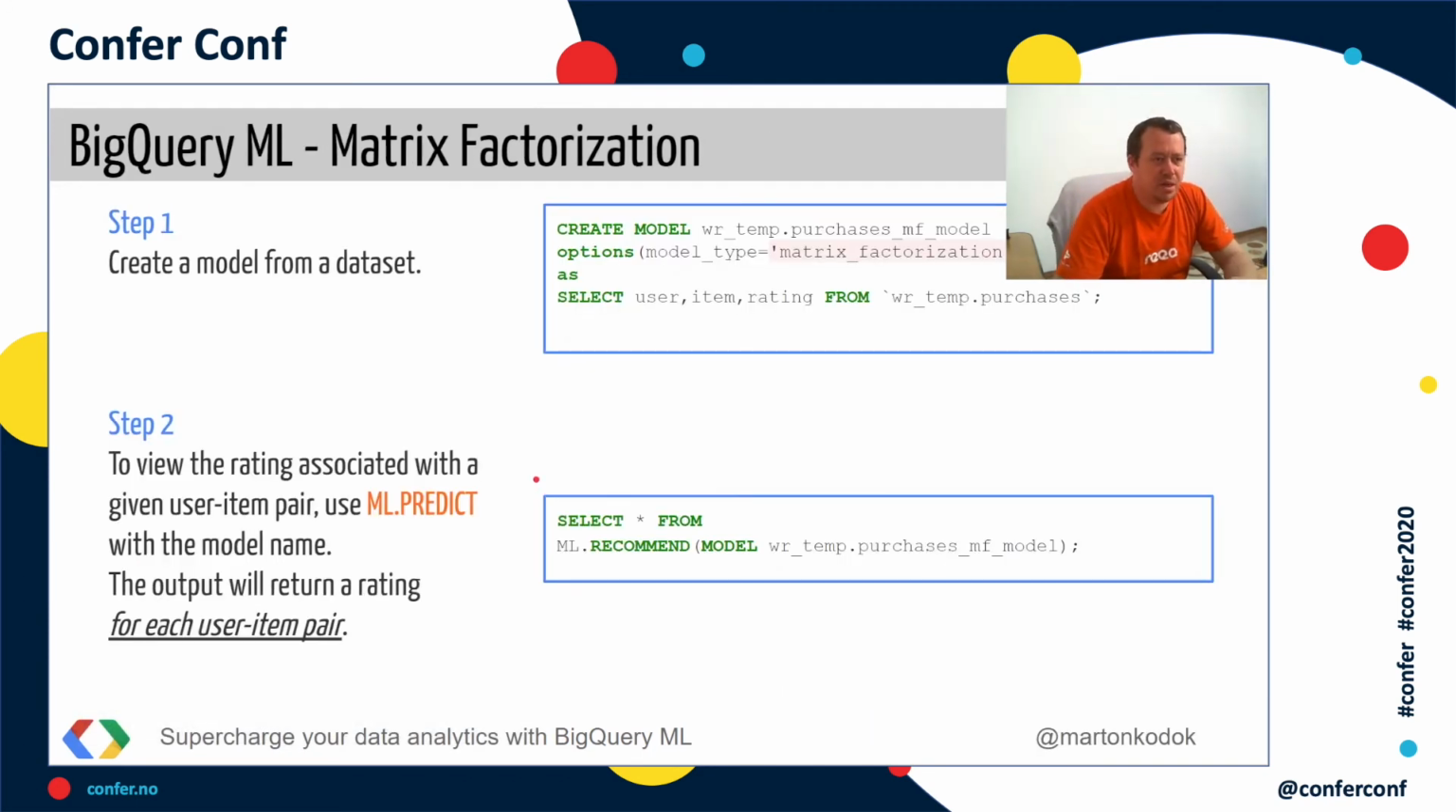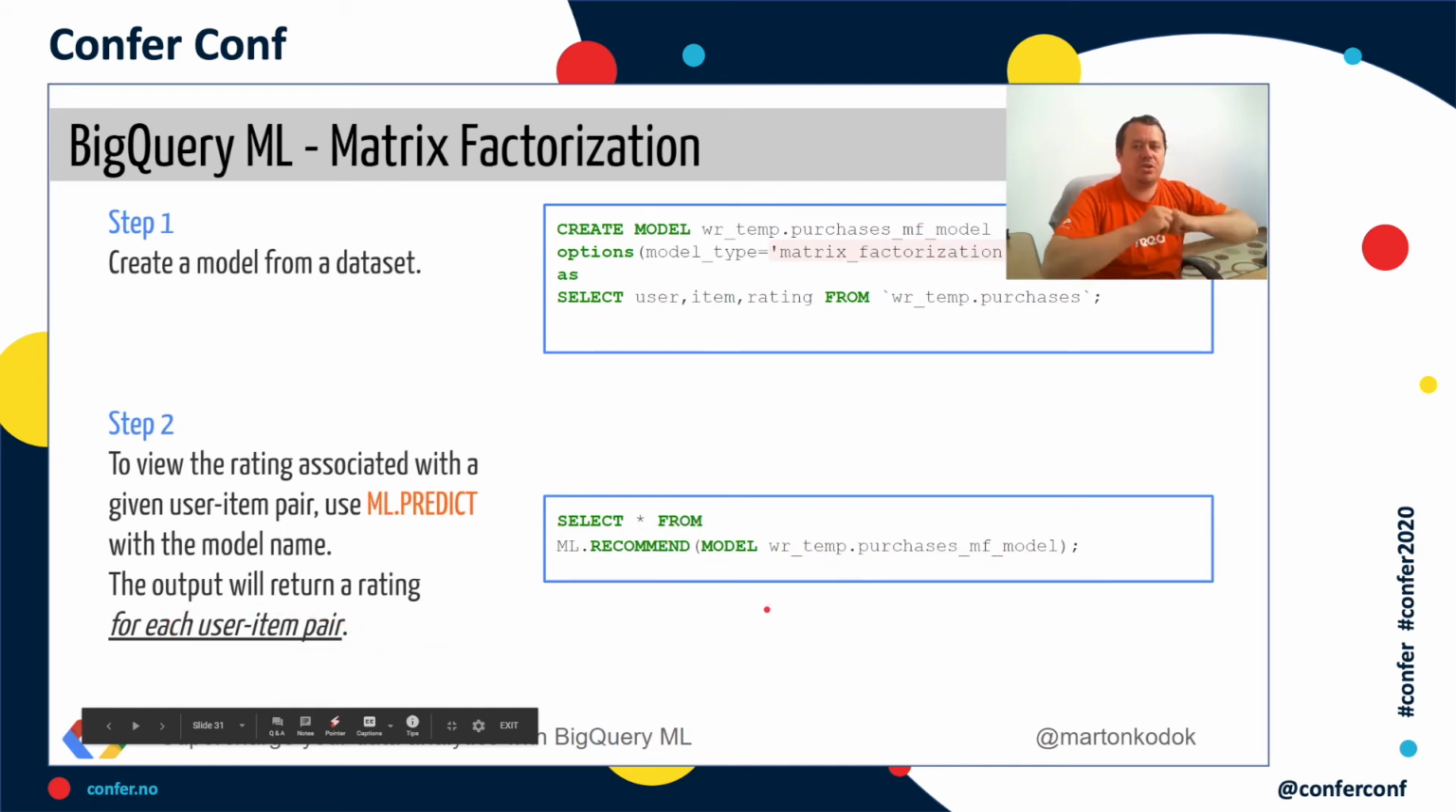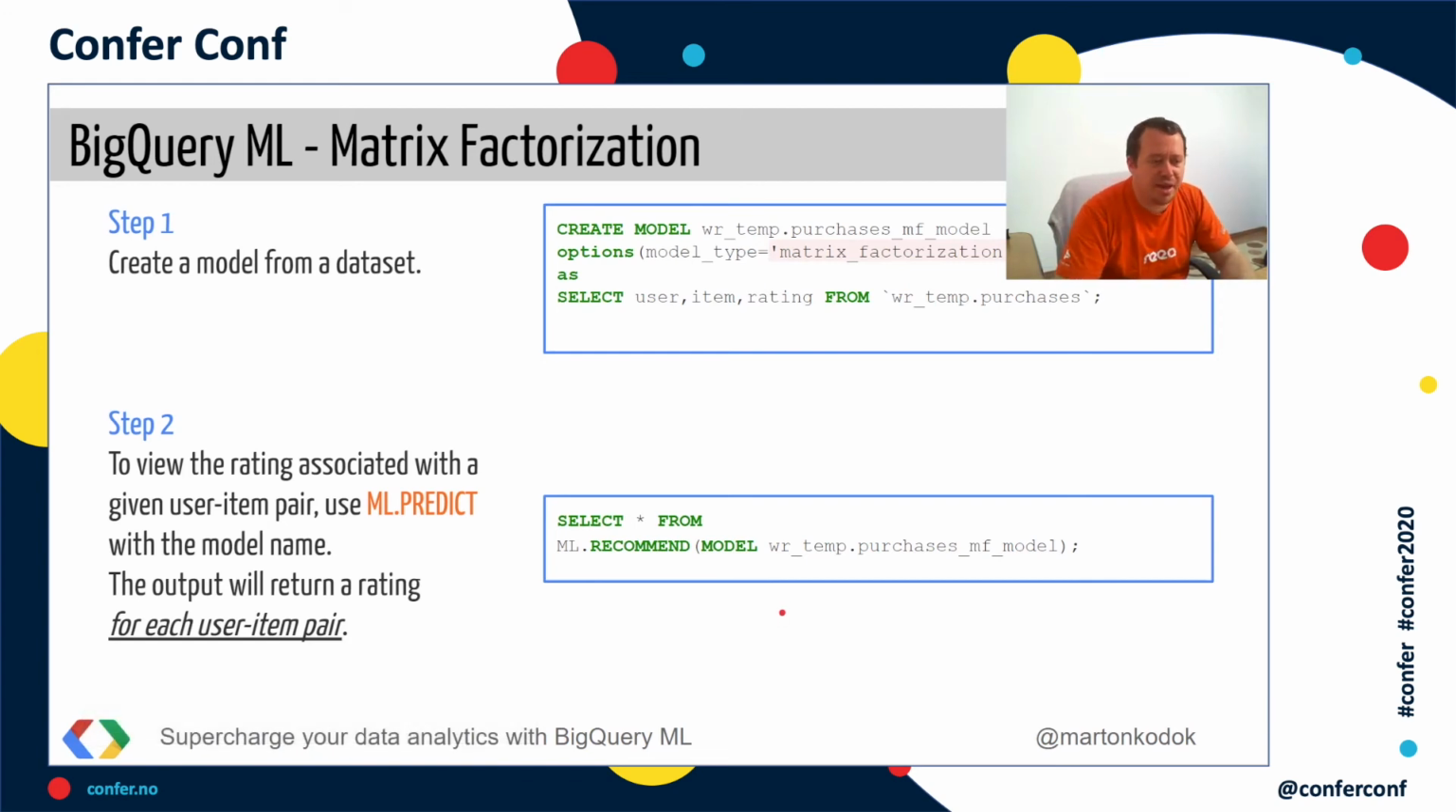In practice, how this works: we have the create model, where we have the option as a model type matrix factorization, and we have to build out a query from our existing data sets using the three columns: user, item, and rating. Then we can use the predict function like this. But be aware that this will return every user item pair for you. So it will build out the entire user recommendation scale, which could be trillions of rows.